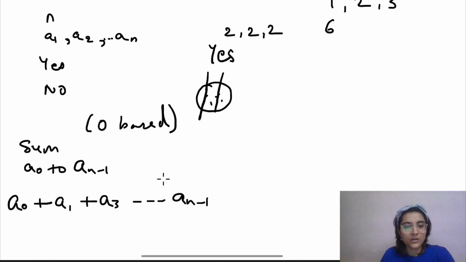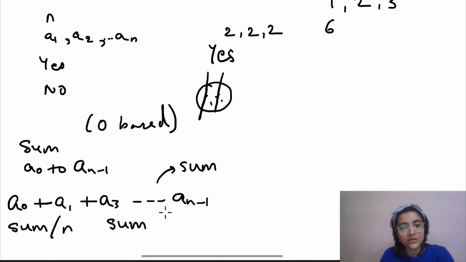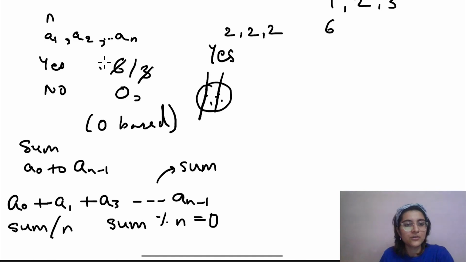So if I call this variable sum, I need to check if I can divide sum into n equal parts. Now, if sum can be divided into n equal parts, that means the remainder of sum with n would be 0. So it will not give a remainder, right? For example, since 6 is divisible by 3, that means 6 candies could have been divided into 3 parts. The remainder of 6 by 3 is 0, the quotient being 2, right? So the quotient is 2 and the remainder is 0.